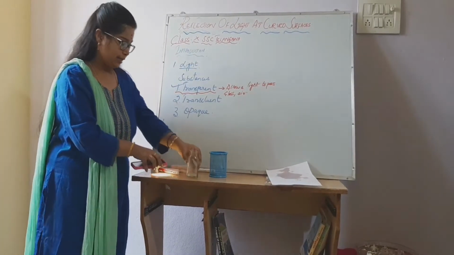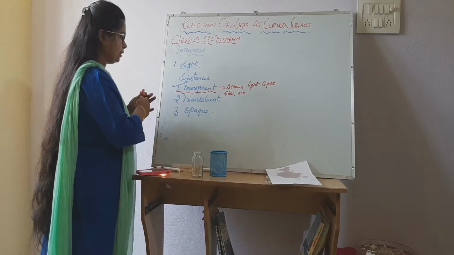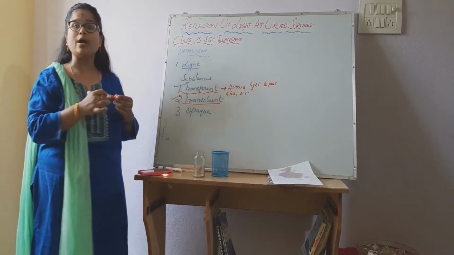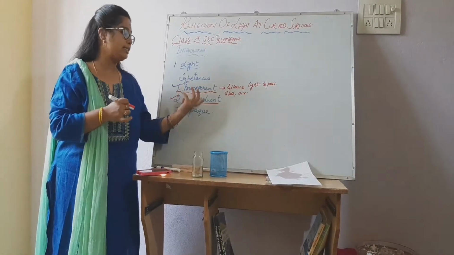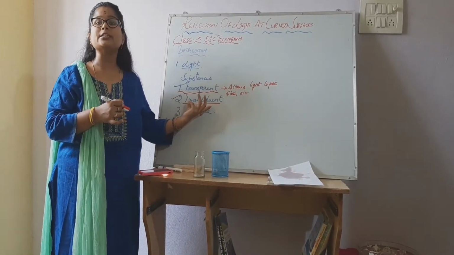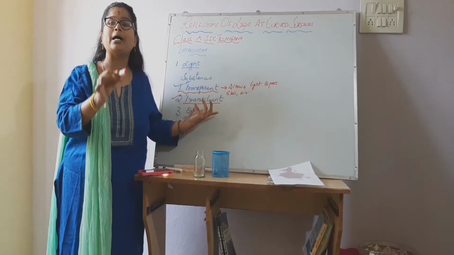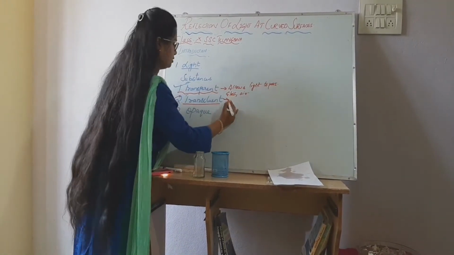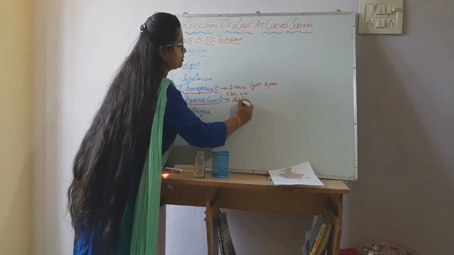And the second one is the translucent substance. What is a translucent substance? It is a substance which allows light to pass partially. It allows only partial light to pass through it.